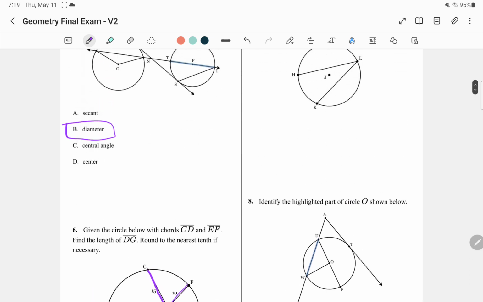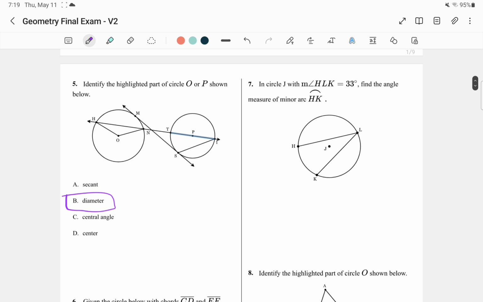All right, number 7. So another inscribed angle. So we're going to use inscribed is equal to half our arc. And let's see, do we know our inscribed angle? Yes, it's 33 degrees. Do we know our arc? No, that's what we're trying to find. So we're going to put half X, X being the arc that we're trying to look for.